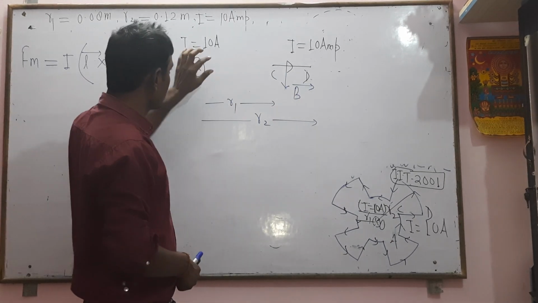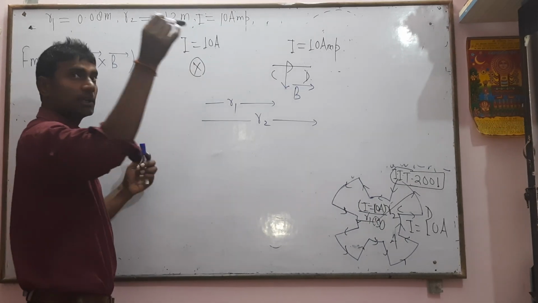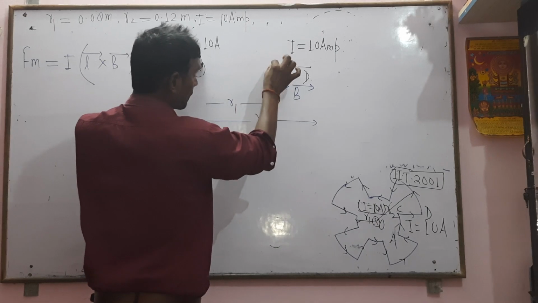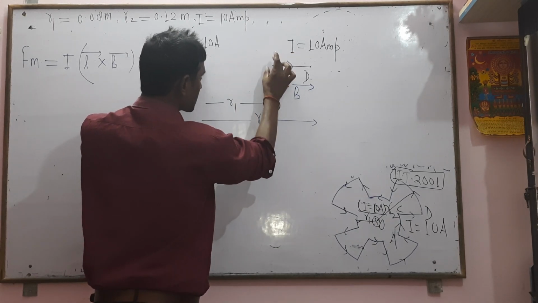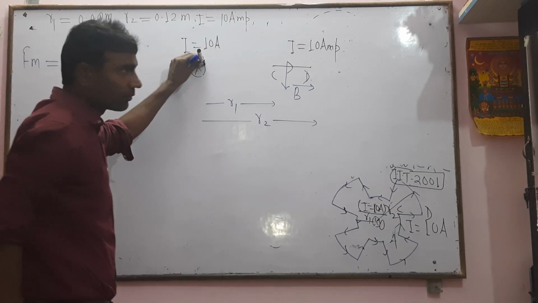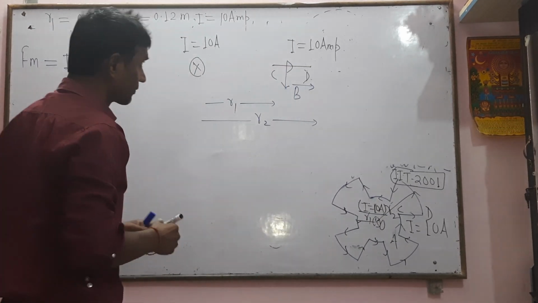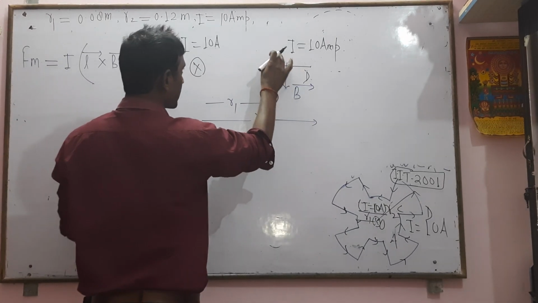This is a straight infinite current carrying wire. At a fixed distance the magnetic field will be constant, but at a variable distance the magnetic field will be variable. So for this situation the magnetic field is variable, and for this type of problem we have to solve using this method.